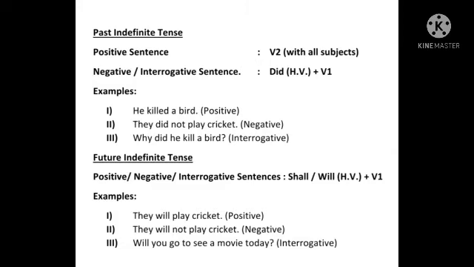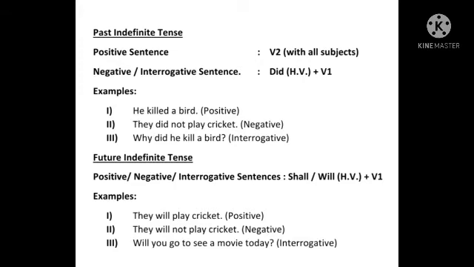Let's see future indefinite tense. In this tense, we have to use helping verbs shall or will and the first form of the main verb. When do we use shall? We use shall with the subjects I and we, and with the rest of the subjects we have to use will as helping verb. Let's see the examples. They will play cricket. They will not play cricket. Will you go to see a movie today?